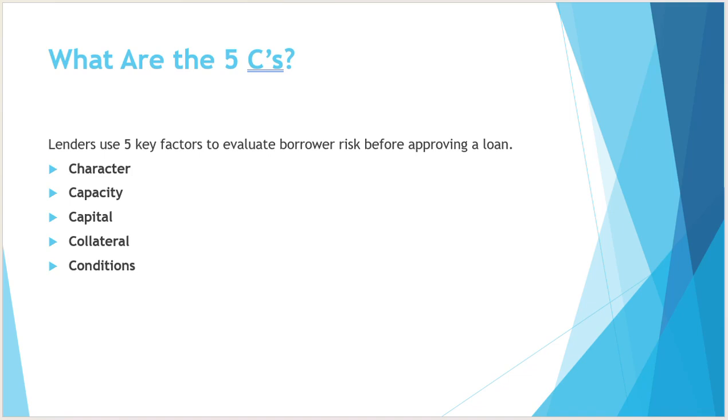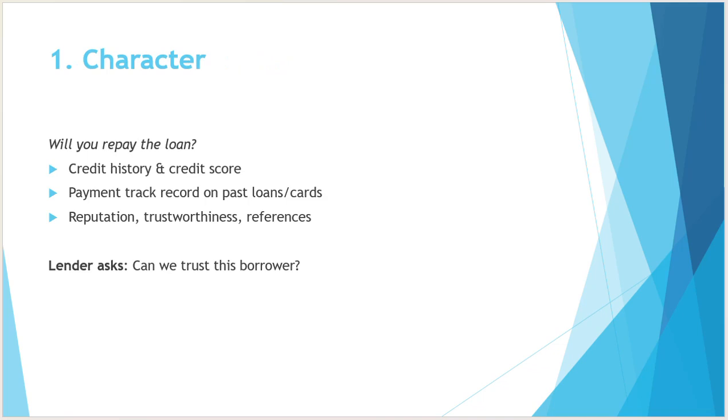But at this stage you should know the five C's. The first one is character, the second is capacity, the third is capital, the fourth is collateral, and the fifth is condition. So let's move on to these five one by one. The first one is character. In character, we ask questions like, will you repay the loan? The lender will ask, will the borrower repay the loan?